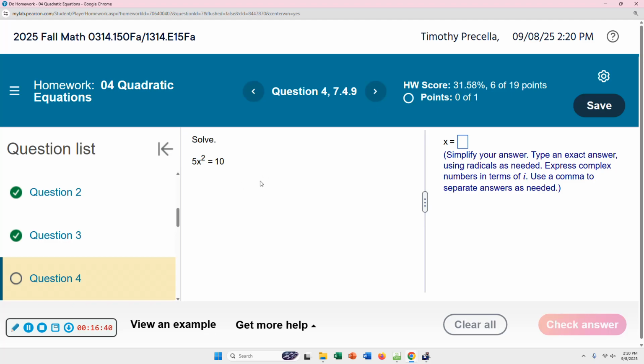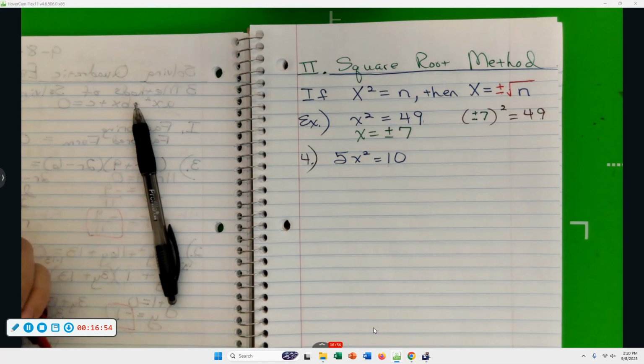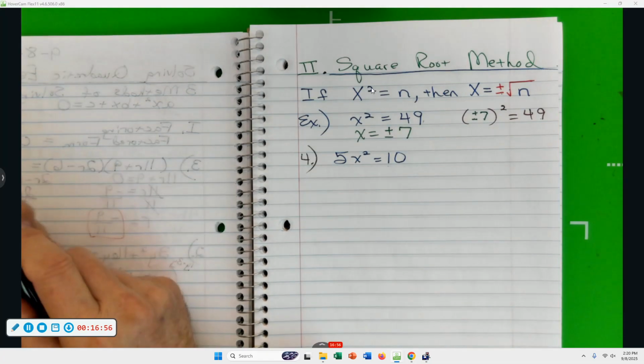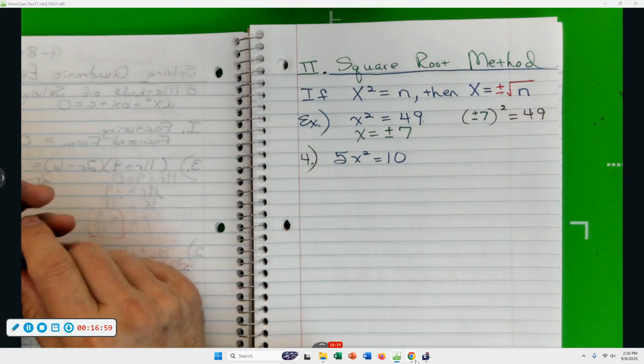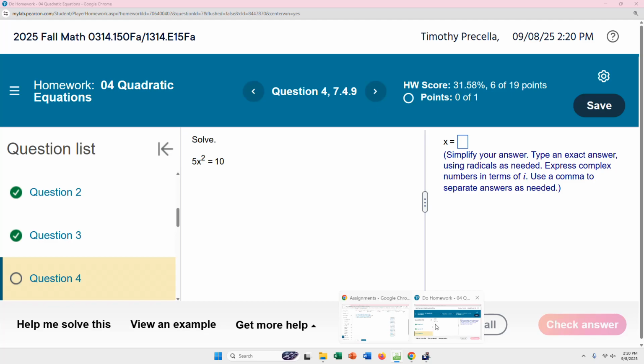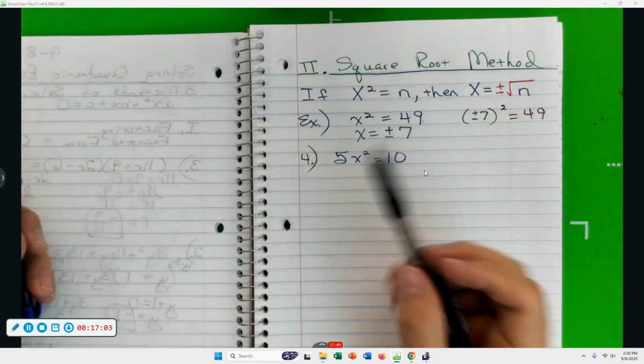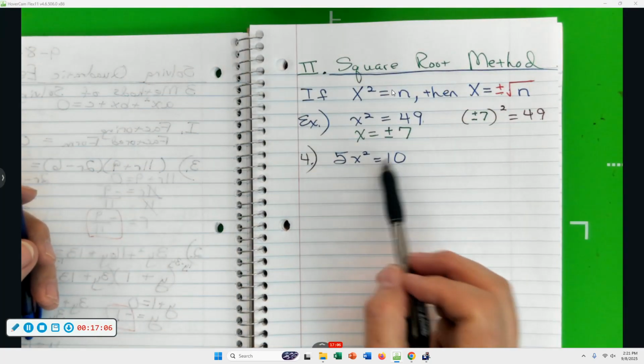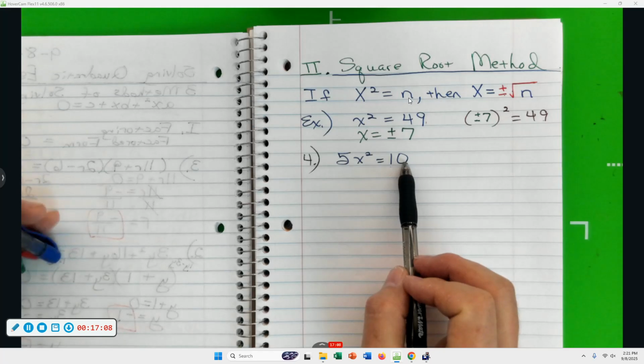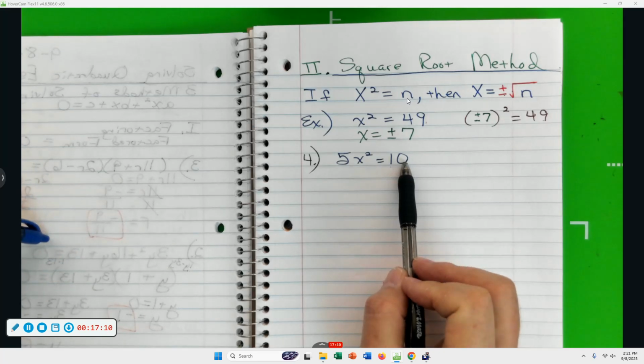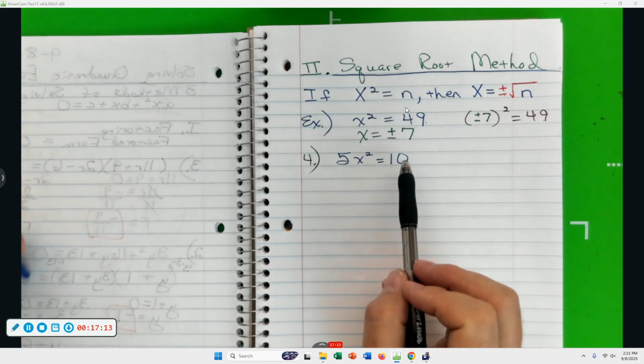We have the equation 5x squared is equal to 10. The instructions just say to solve the equation. They don't specify a method, but if you can get the equation in the form something squared equals a number, and we have a number by itself already on the right hand side, I'm thinking that the square root method is a good approach.